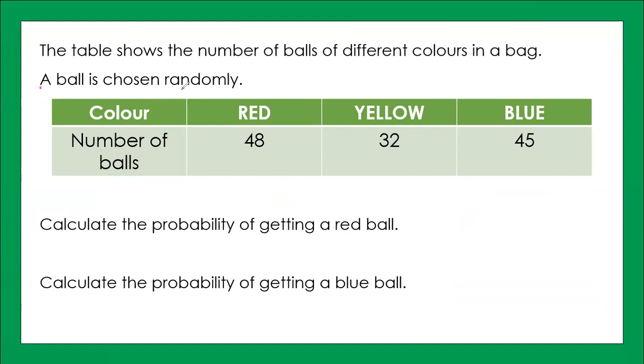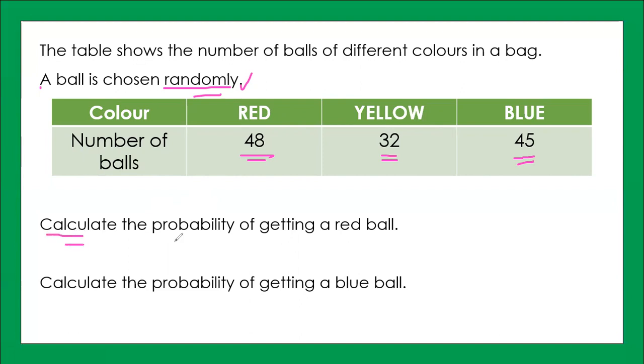Again, the keyword here is random. Random means you don't look. You can't purposely pick a red ball. Random means you just close your eyes and pick, or the bag is black, you cannot see anything, you just pick. That's random. Can you see? Red, there are 48 balls. Yellow, 32 balls. Blue, 45 balls. So surely there's not an equal probability here. Are you following?